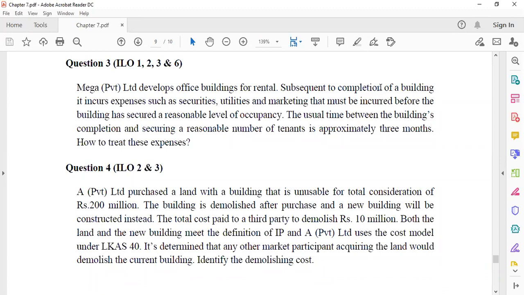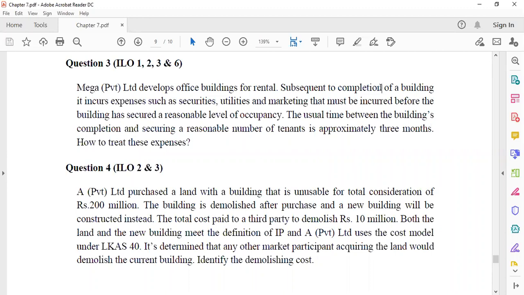Utilities. අතරම අපි electricity වගේ cost incur කරන්න ඕනේ. එතකොට water bills ගෙවන්න ඕනේ. Securities සඳහා pay කරන්න ඕනේ. මේ වගේ expenses අපි incur කරන until we are getting the required level of occupancy.